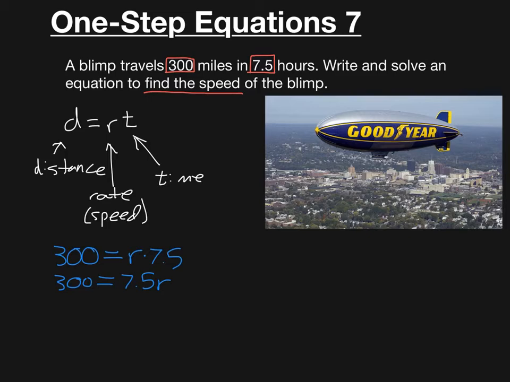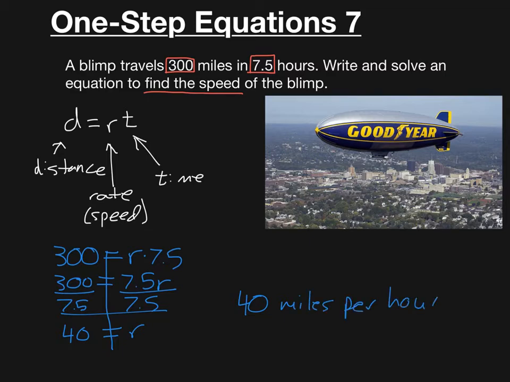Now, to solve this equation, 7.5 times r, we're just going to divide by 7.5, and we get r equals 40. Now, it's important to think about what we're actually finding here. Because we did miles, that was the 300 miles divided by hours, our answer is 40 miles per hour.